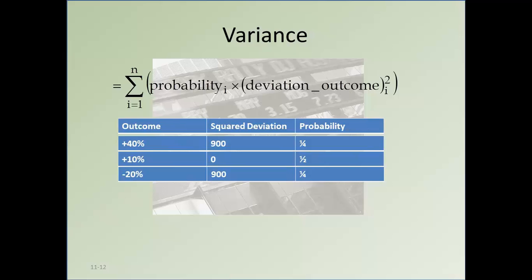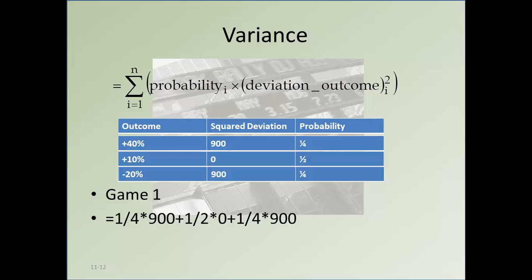So what we do is, we take the first instance. The probability is 1 by 4 times its squared deviation of 900. So 1 by 4 times 900. The second occurrence has a squared deviation of 0, so we don't need to take it. The third occurrence has a squared deviation of 900. Its probability is 1 by 4, so the third occurrence also gives us 1 by 4 times 900. So variance of the first game is 1 by 4 times 900 plus 1 by 4 times 900. That is the variance. And the standard deviation is the square root of the variance.